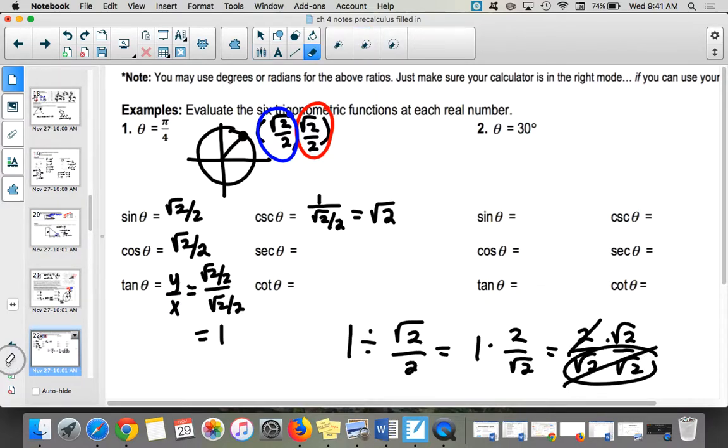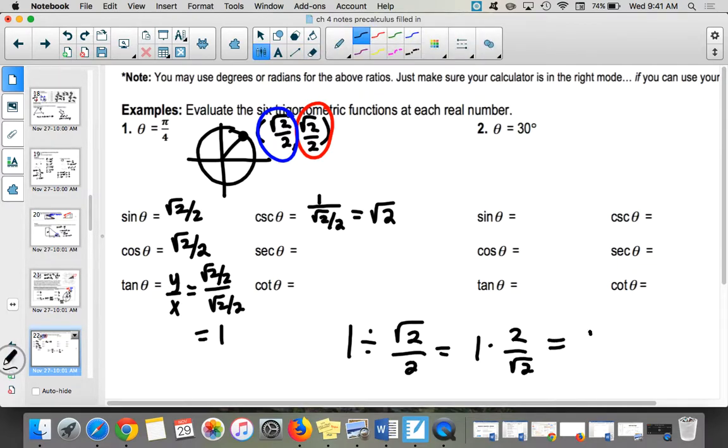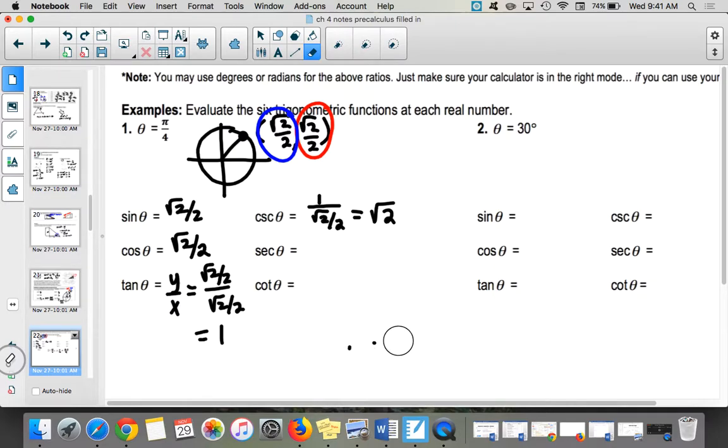I know, it's a lot. Here's a sneaky way. 2 is really root 2 times root 2. So when I divide by root 2, they cancel. All right, that's a sneakier way. Or you could just remember that the reciprocal of root 2 over 2 is root 2. All right, so secant is going to be root 2, and then cotangent is 1.